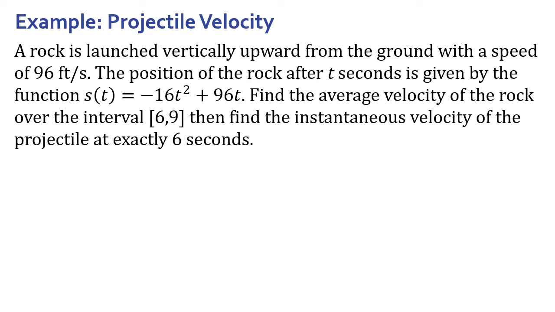So let's start with finding what that average velocity of the rock is between 6 seconds and 9 seconds. To find that average velocity, that's going to be finding the slope of this secant line. So the y value at 9 seconds is taking that function, substituting in 9 for t, minus the y value at 6 seconds, all over 9 minus 6. So the change in y over the change in x. I should probably just do equals.